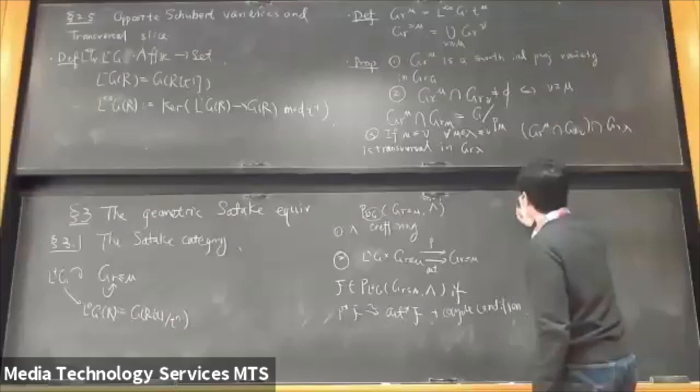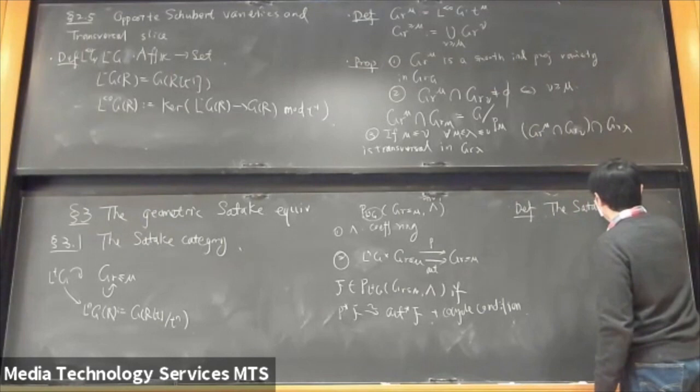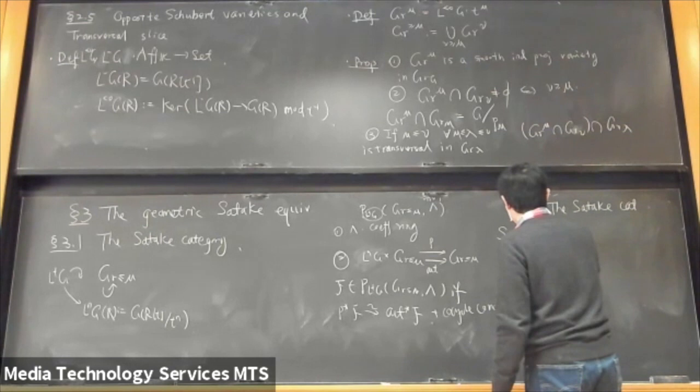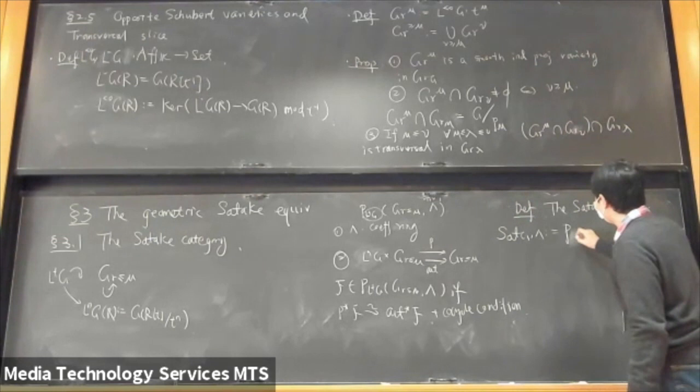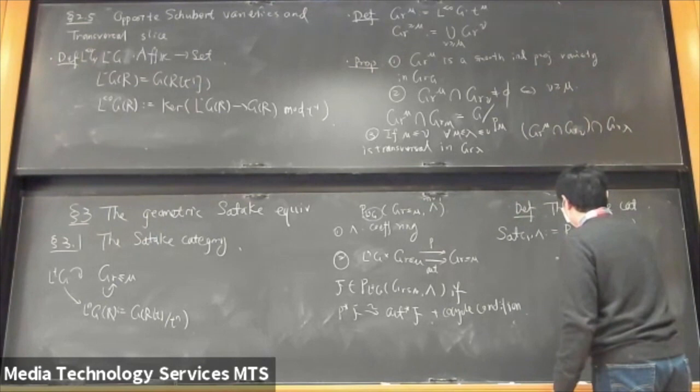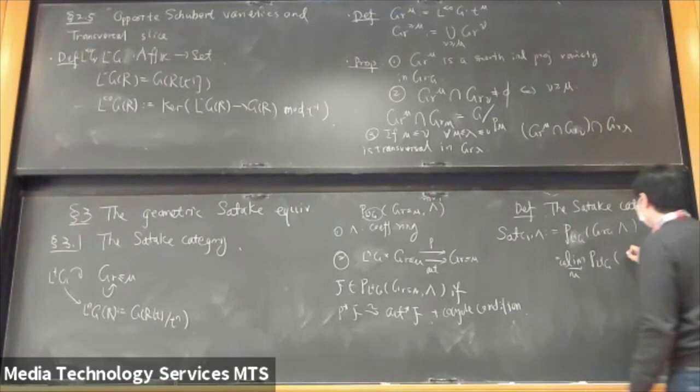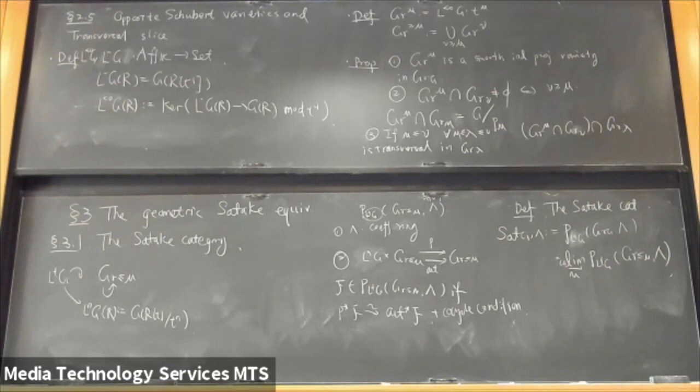So the Satake category, which is denoted by Sat_G,lambda, is the entire L plus G equivariant perverse sheaves on the affine Grassmannian, defined to be the limit of all the equivariant perverse sheaves on Gr less than or equal to mu. So by this very definition, we see the Satake category is really an abelian category.